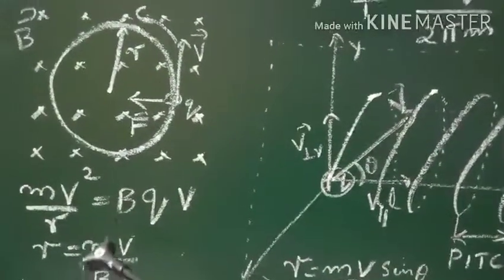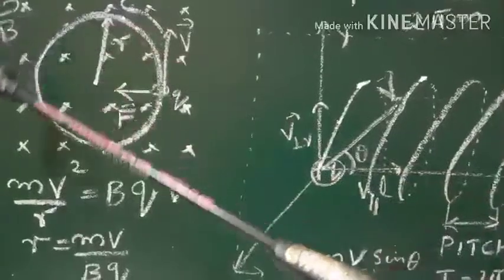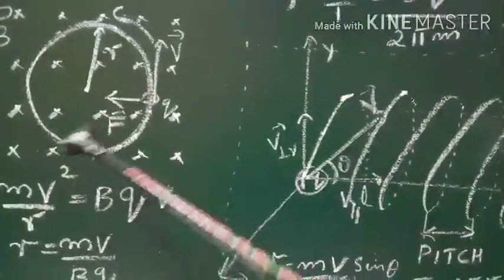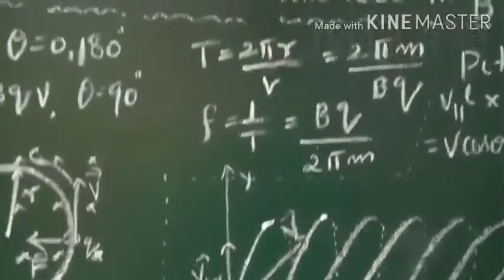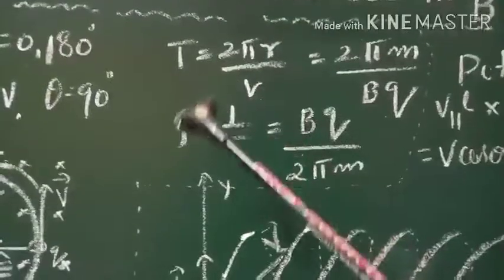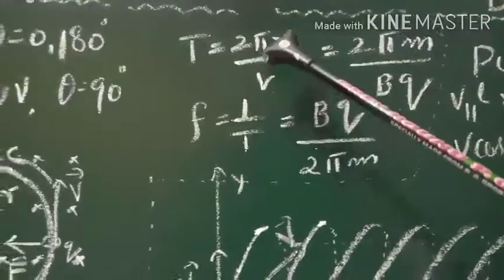Okay. Now let us find out how much time is required to complete one revolution. We know that velocity is equal to distance by time, or time is equal to distance by velocity. So t is equal to 2 pi r divided by v. So substitute for r there.